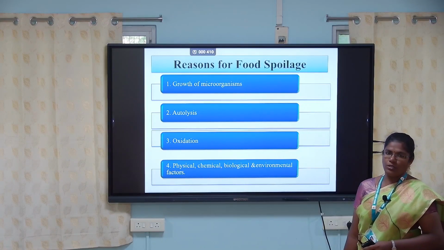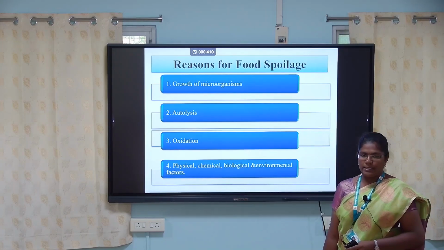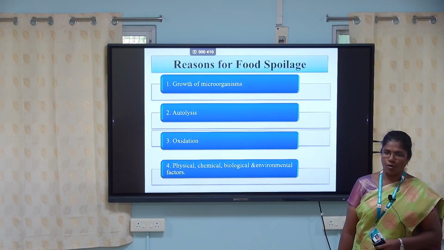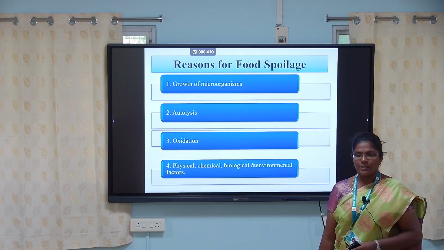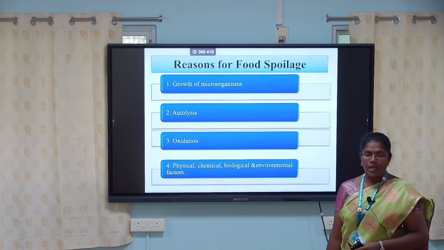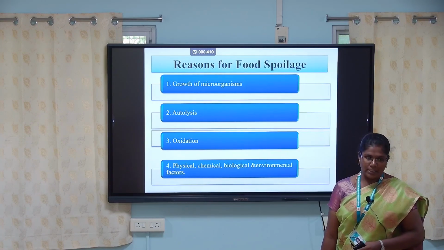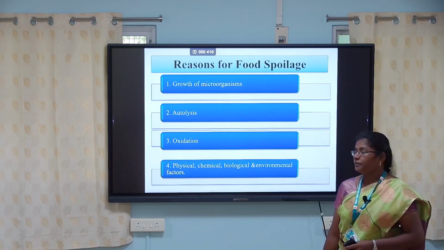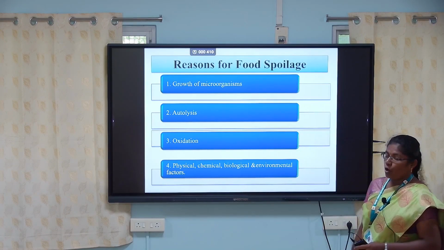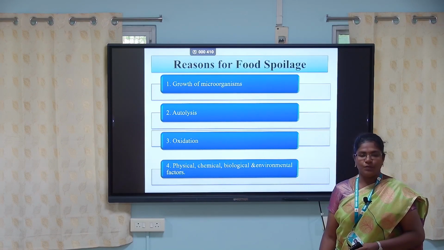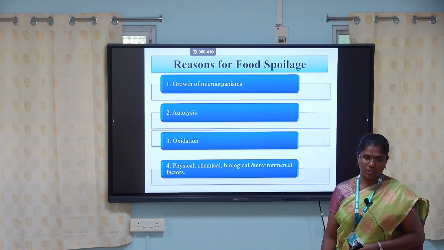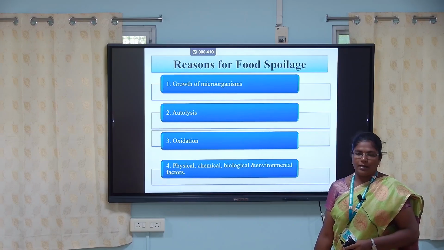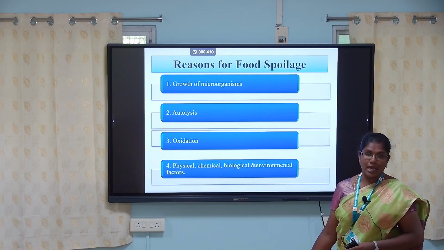Coming to the reasons for food spoilage. First and foremost reason for food spoilage is growth of microorganisms. Microorganisms are found all around us. Once a fruit or vegetable is cut open, it is exposed to microorganisms, which is a suitable medium for the microorganisms to multiply in numbers. The next one is autolysis. It is the damage within the fruits and vegetables by the action of enzymatic activity. Cells and tissues are getting damaged.